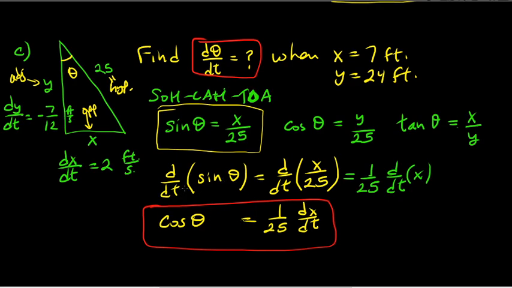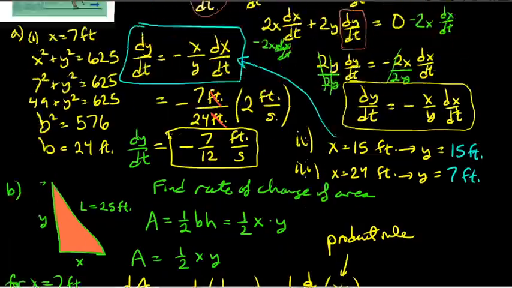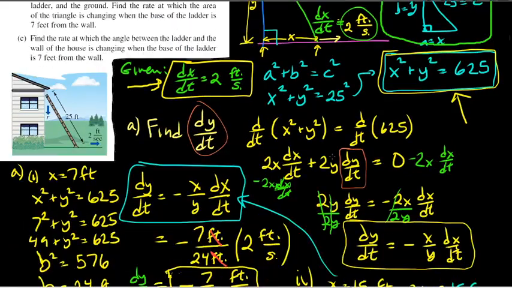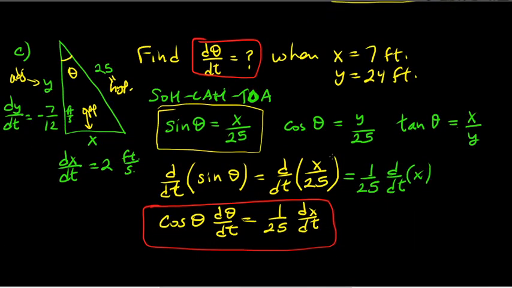The mistake was I forgot the chain rule. The chain rule says we have to multiply by the derivative of theta with respect to t, because this is a t, not a theta here. Remember, we're taking the derivative with respect to time. And that's true for all these problems. I think that was one of the first things I said. When you take the derivative, it's with respect to time, t. So this is all with respect to time.